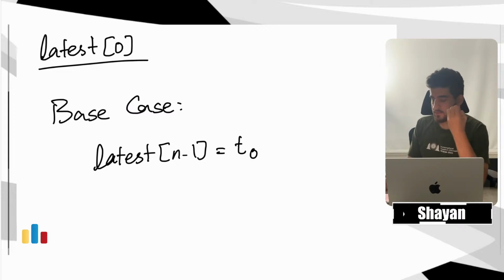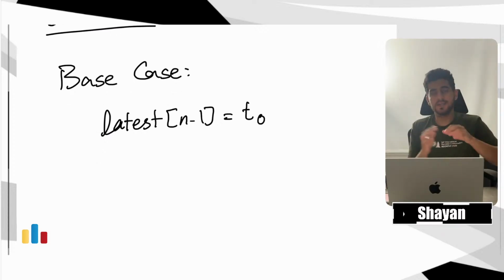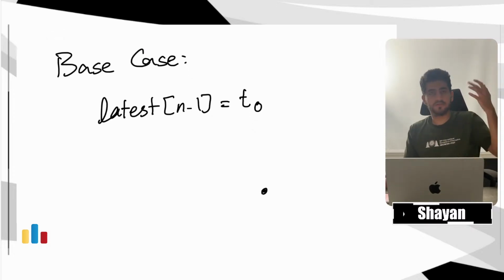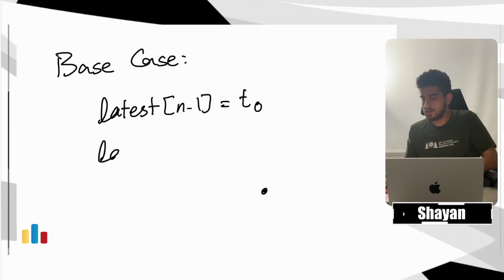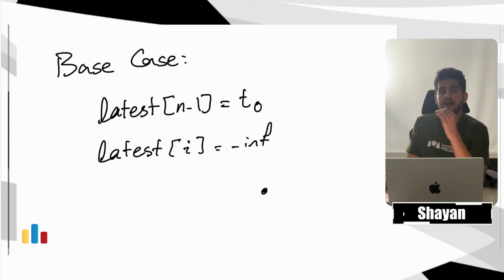And for the rest of the vertices, I can do something similar to Dijkstra. Each time, just pick a set. Each time from your set, pick the element whose latest is maximum. And initially you can set the latest of all the other vertices to, for example, minus inf. So latest of n minus 1 is t0, and the latest of all the other vertices is minus inf.